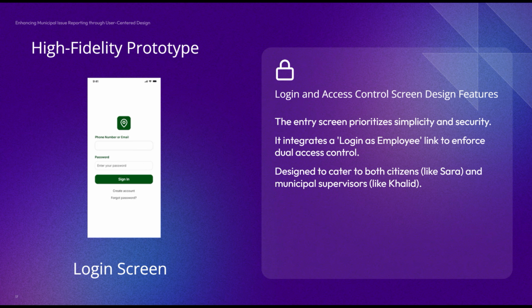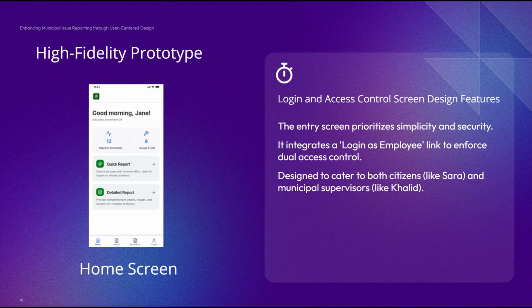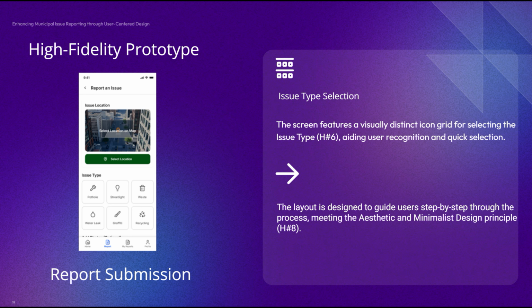Start on the home screen. Starting on the citizen dashboard, we see key metrics that satisfy visibility of status. To report an issue, Sara clicks Detailed Report. Click. Navigate to Report Submission screen. The submission screen addresses recognition over recall by using a visually distinct icon grid for issue type selection, reducing cognitive load. The layout is segmented to ensure aesthetic and minimalist design.